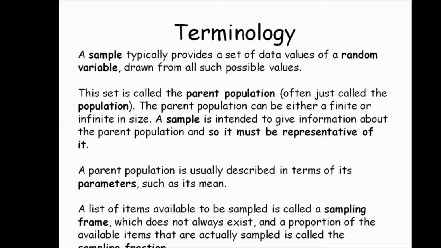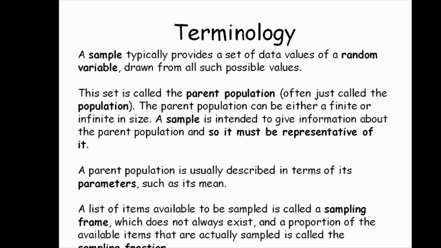So a sample typically provides a set of data values of a random sample drawn from all such possible values. This set is called the parent population, or often just called the population. The parent population can be finite, such as all professional golf players, or infinite, for example, the points where a dart can land on a dartboard. A sample is intended to give information about the parent population, so it must be representative of it. And that's the key thing, that your sample needs to be like a smaller, condensed version of the general population. The parent population is usually described by its parameters, such as its mean, and sometimes this can be notated using Greek letters such as mu.